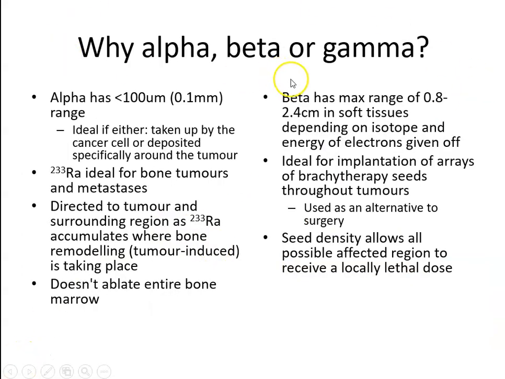So we've got various different ways of killing tumours with radiation. We've got a choice of alpha, beta or gamma. Alpha, very short acting, so you'd want it getting directly, literally sat on the tumour cells. So we can do that with bone seeking radium-223. All the way through this lecture it should be 223, not 233.